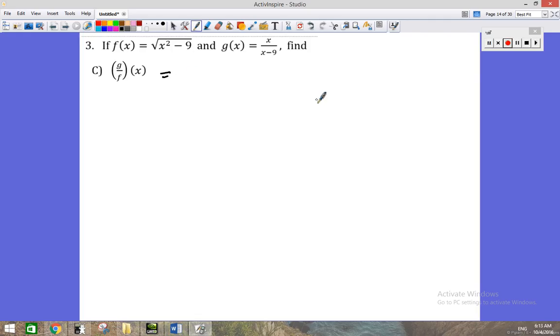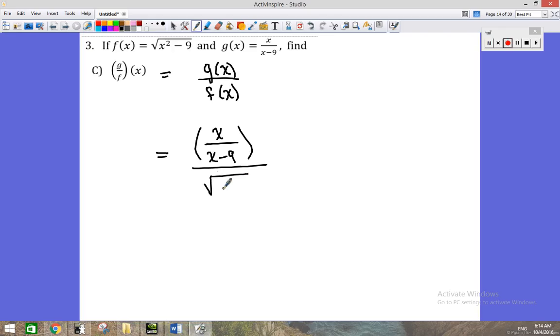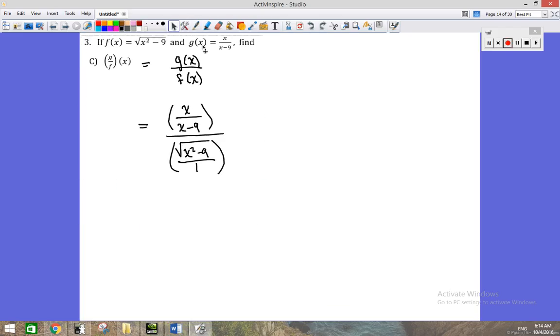For part C, it's a division again. At this time, the g of x is in the numerator, f of x is in the denominator. g of x is this fraction. So since the numerator is a fraction, this is a complex fraction. I'll make my divisor a fraction by just putting it over 1. Division is the same thing as multiplying by the reciprocal. So I've got my numerator, and instead of dividing by this fraction, we'll multiply by the reciprocal of that fraction.